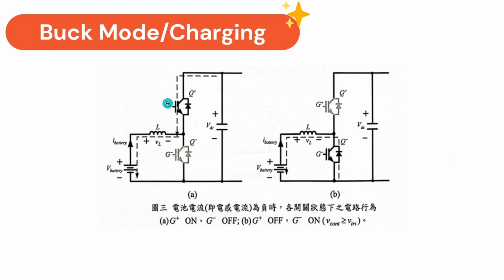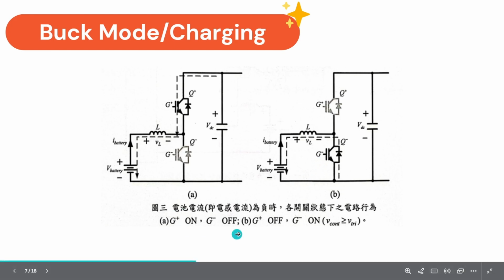So when the G positive is on and G negative is off, the current from the VDC or the V load charges through the positive MOSFET G, goes to the inductor, which will store the energy, and goes to charge the battery. So when it switches to G positive off and G negative on, the stored energy passing through the inductor will still go to charge the battery, looping through the G negative. In this case, the V control is higher than the triangular wave.